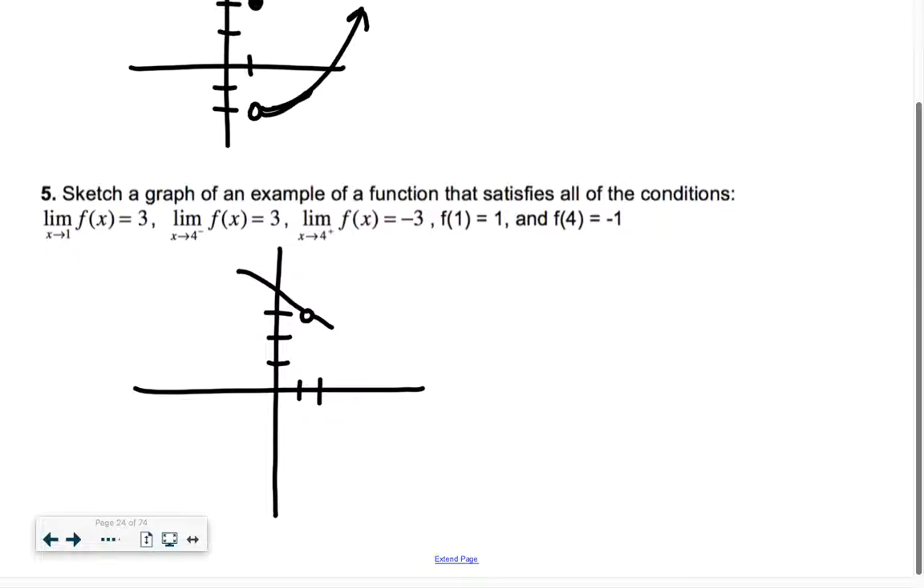So 1, 2, 3, 4. 4 from the left also goes to 3, so we need to pop back up in that direction. 4 from the right goes to negative 3, though. And then f of 1 is 1, so we have a filled-in point at (1, 1), and we have a filled-in point at (4, negative 1). So just put some arrows on the end, and you're good to go. Does that make sense? So you could have lots of different things.